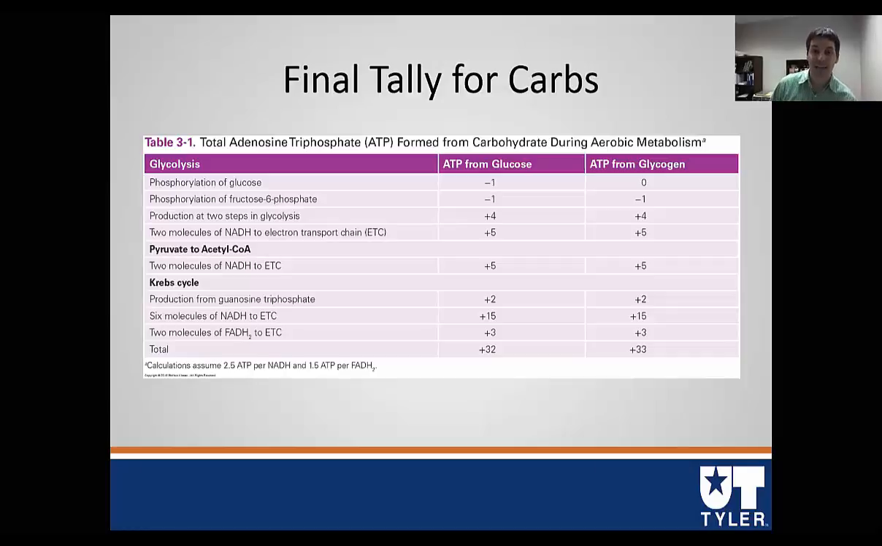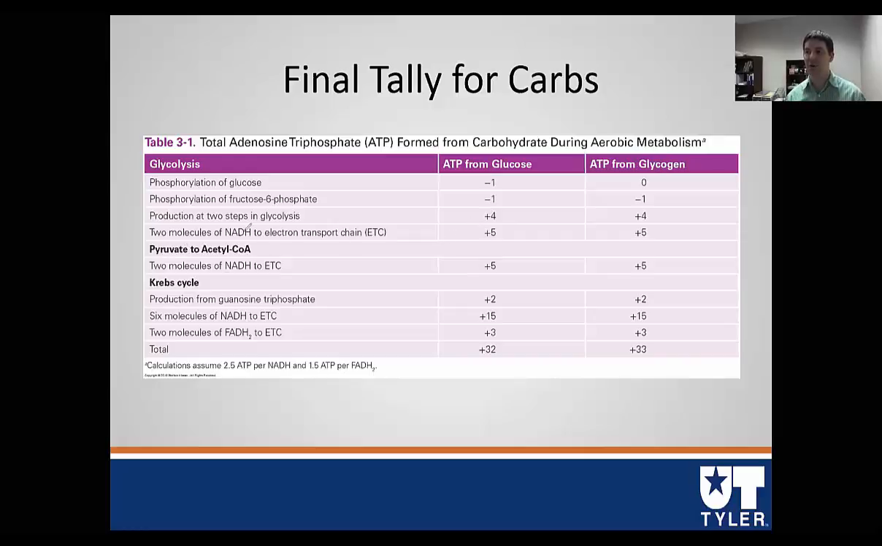So let's get a final tally of ATP for carbohydrate metabolism. So we'll start all the way at the top. Glucose comes in. It is phosphorylated, and we lose 1 ATP in that phosphorylation step, but that's important because it keeps it in the cell. Phosphofructokinase, or PFK, phosphorylates it a second time, losing ATP number 2. However, at the end of the day, we then produce 4 total ATP in that step.